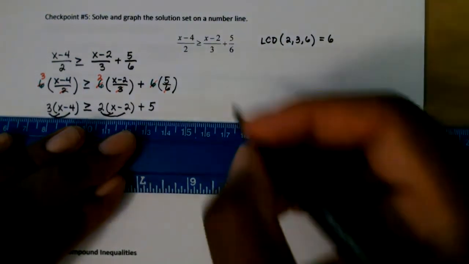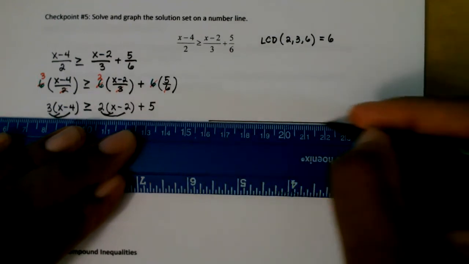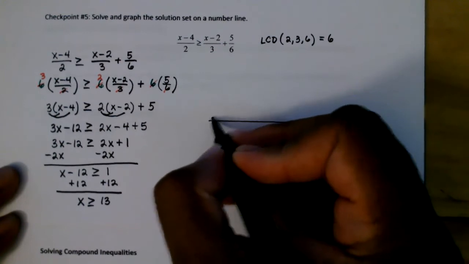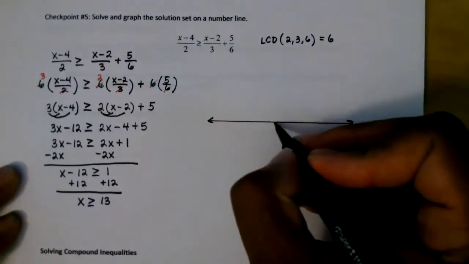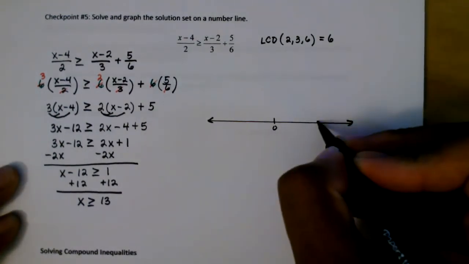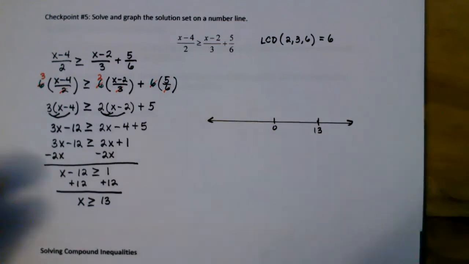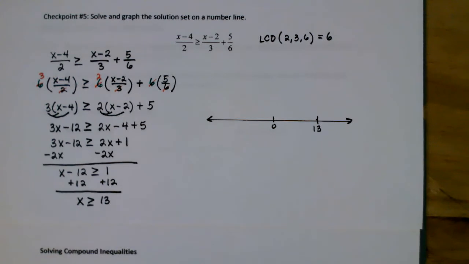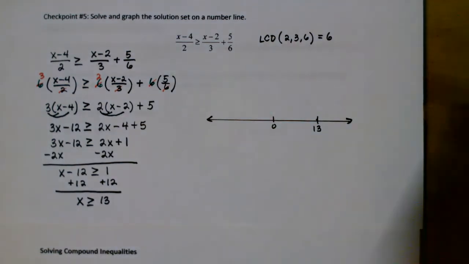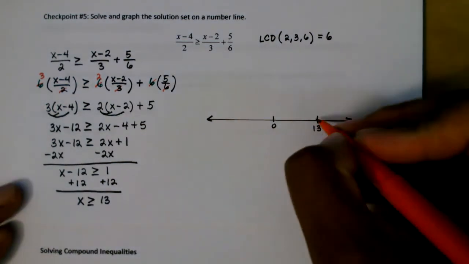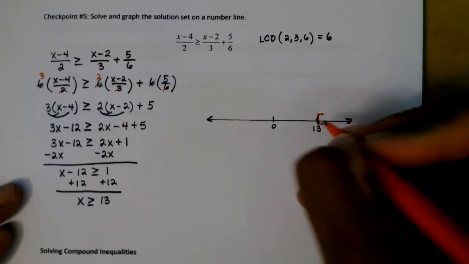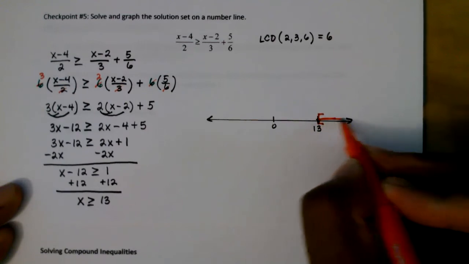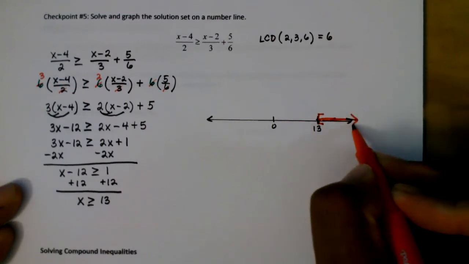All right, so now I'll graph that solution set on the number line. Say 13 is way over here. Greater than or equal to means that 13 is included in the solution set. So I'm going to put a bracket at 13. And greater than points to the right, so that means we shade to the right of 13.